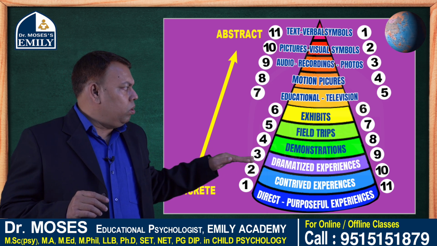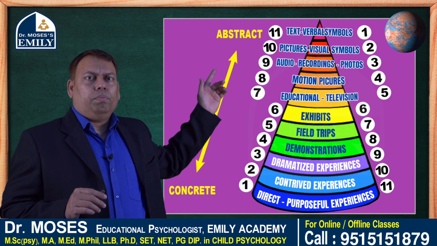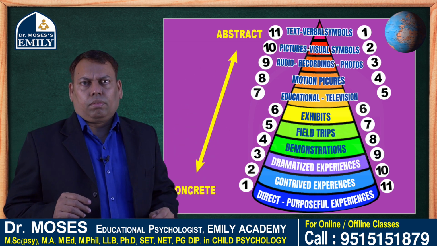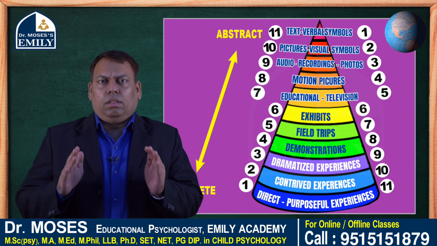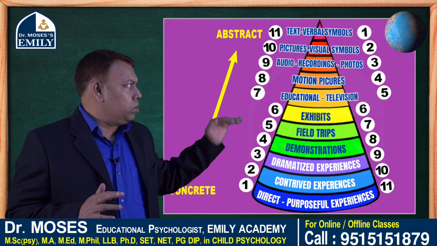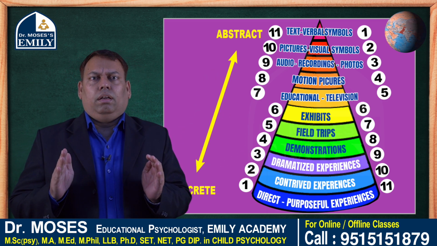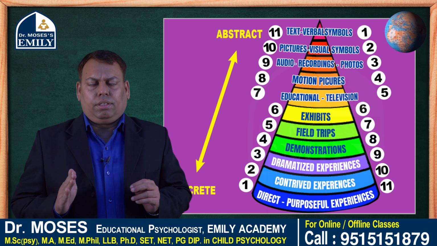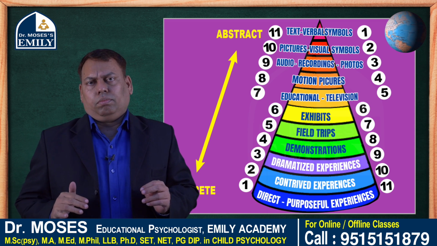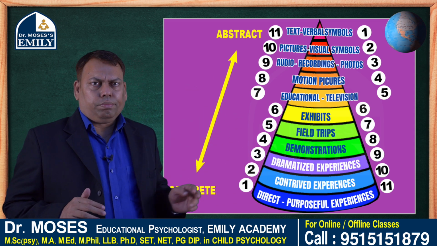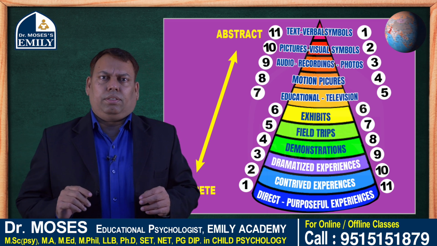At the bottom, more concrete experiences. At the top of the cone, more abstract experiences. In competitive examinations, you should remember the order of the experiences from bottom to top, top to bottom. As I said, Edgar was an American educationist who classified learning experiences into 11 types. From bottom to top, the first one is direct and purposeful experiences.